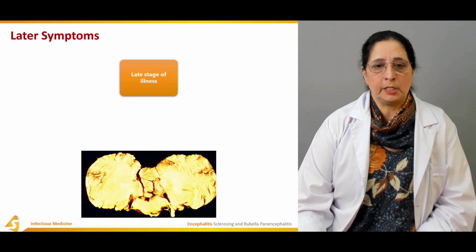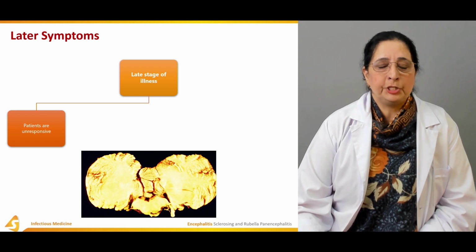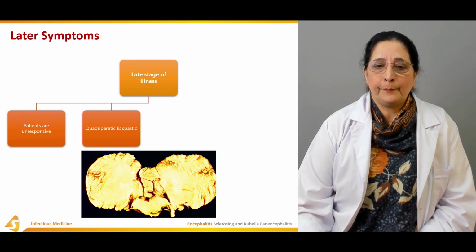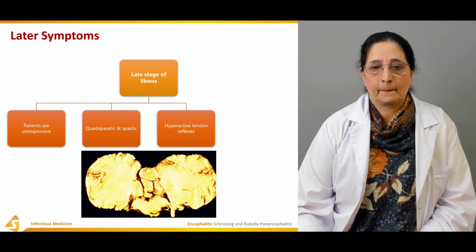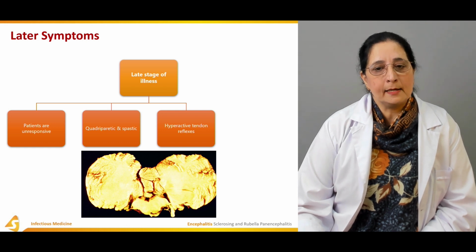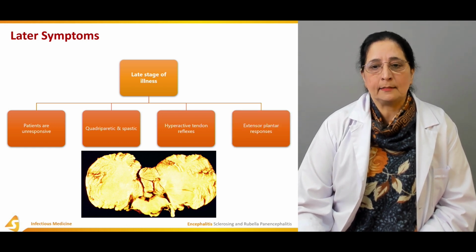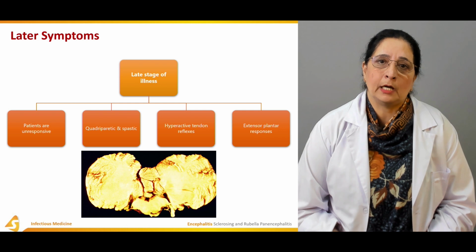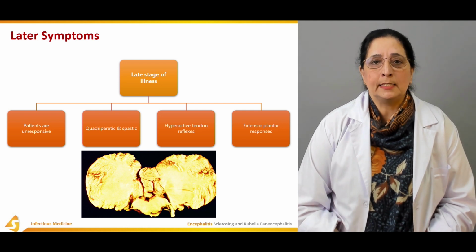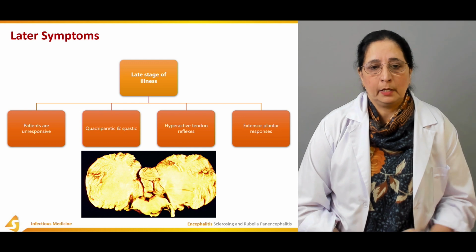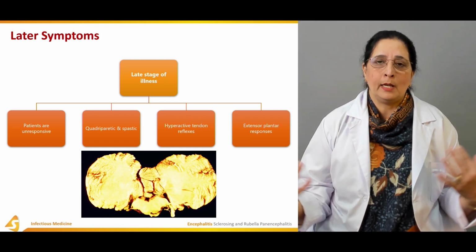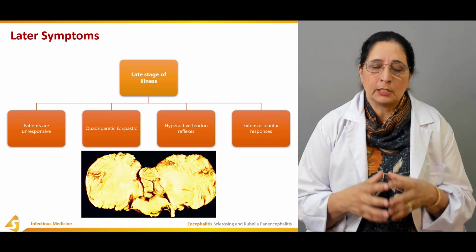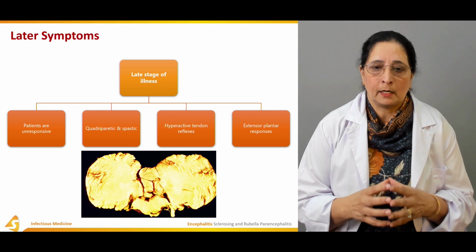Later symptoms associated with this are that the patients are unresponsive, quadriplegic and spastic, with hyperactive tendon reflexes and extensor plantar reflexes. So all these are different reflexes which are present later on as the disease progresses. So quadriplegic, all four limbs, quadriplegia, quadriparesis, decreased sensations of all four limbs are present.